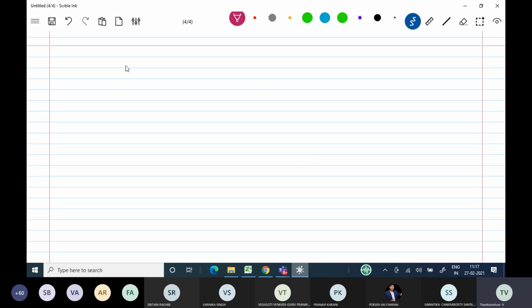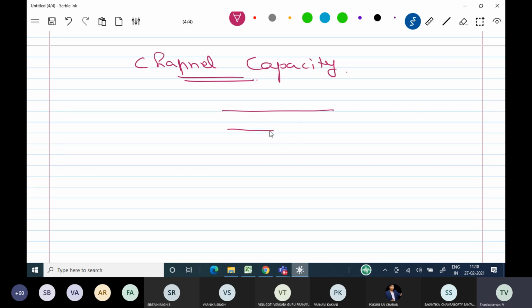Now put the heading. Another 20 minutes I'll be taking on channel capacity. That is today's objective. Channel capacity. These channels are called information channels. What is the meaning of channel capacity? Take one water pipe; you see the analogy here. In this water pipe, inflow will be there, outflow will be there.